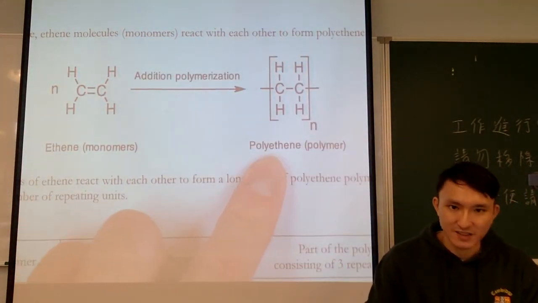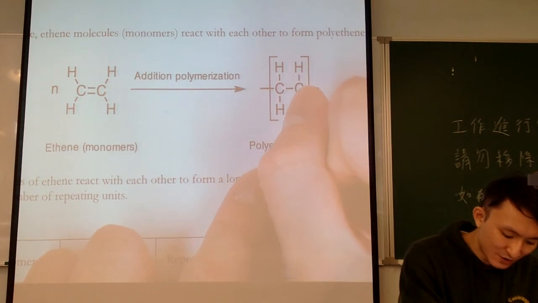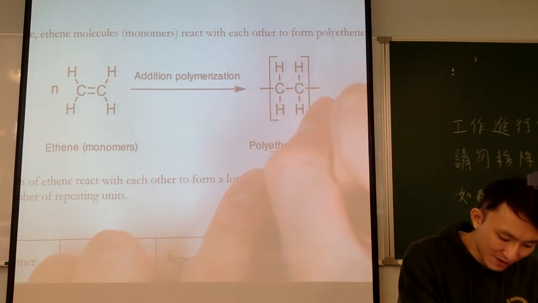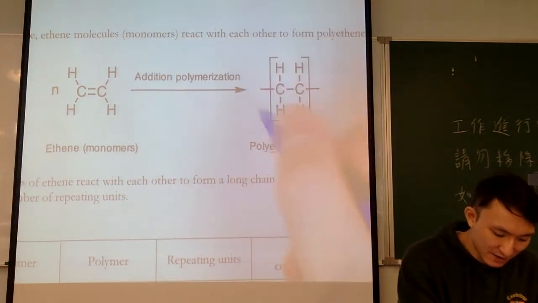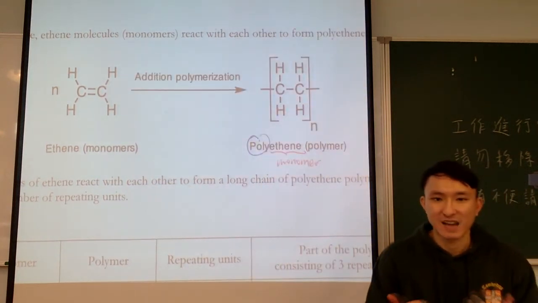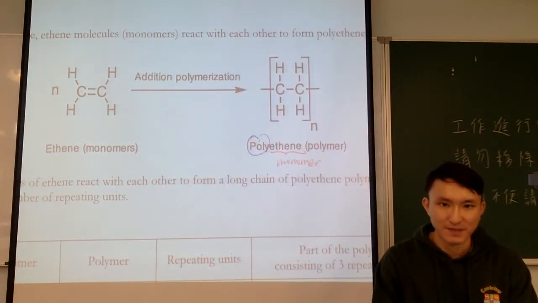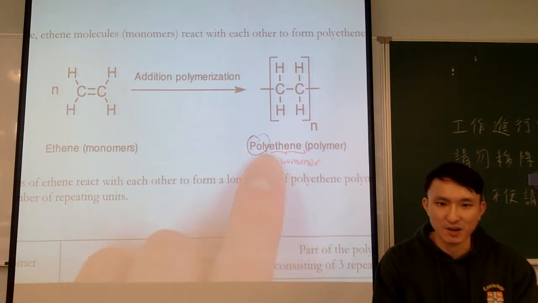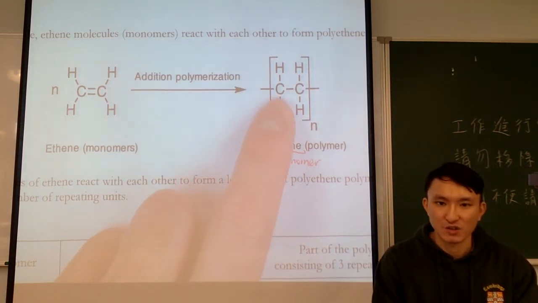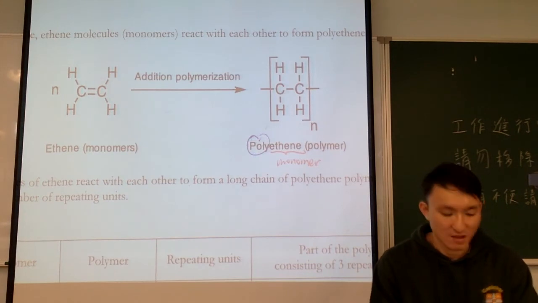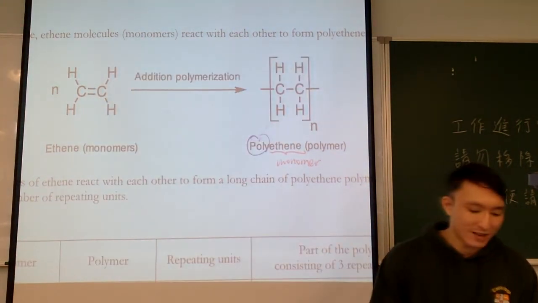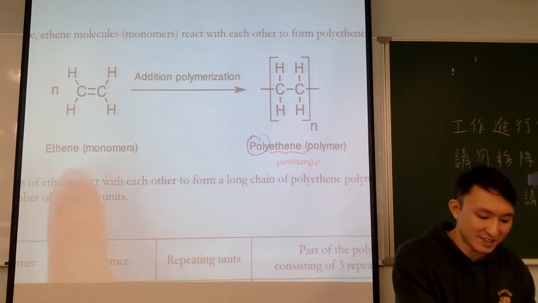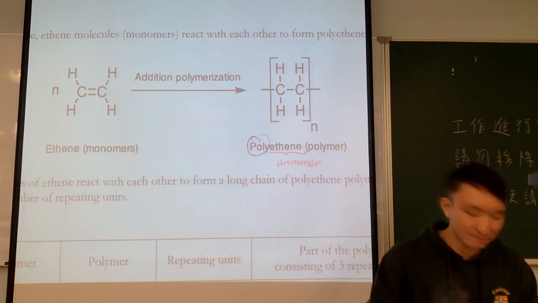Now the polymer name is actually very simple. You just use the name of the monomer, and then you add the prefix poly. Then that would be the polymer. Now pay attention. Even though it is called polyethene, you should no longer see any CC double bond in the polymer. So this is the first thing, the name. Ethene to polyethene.